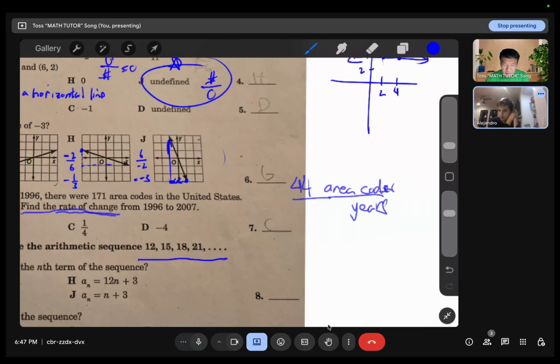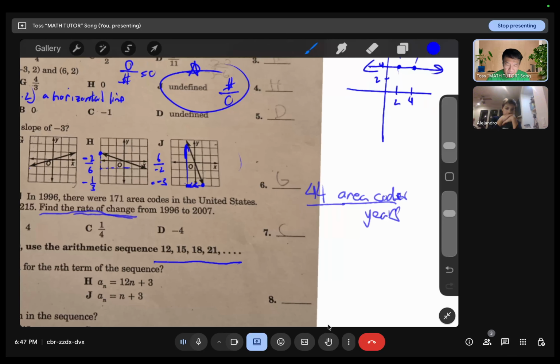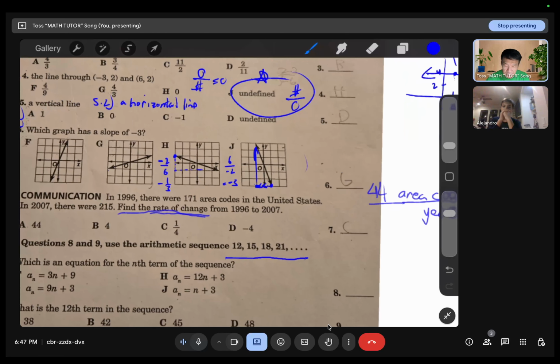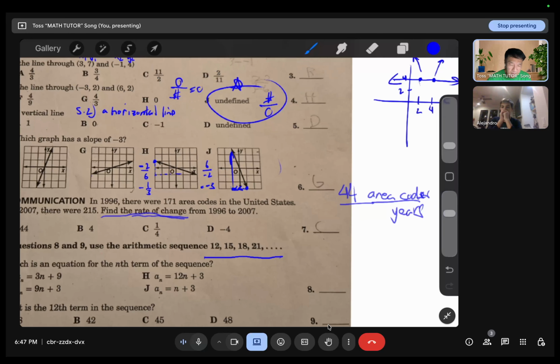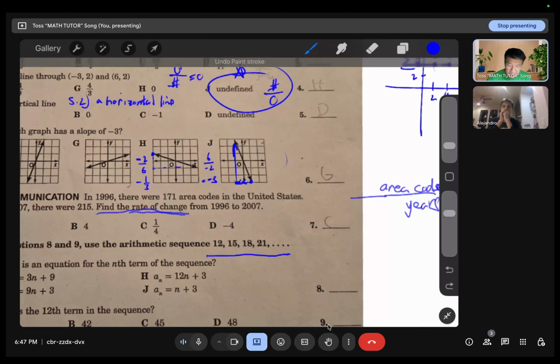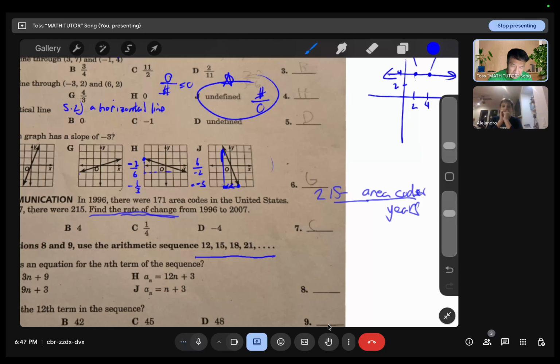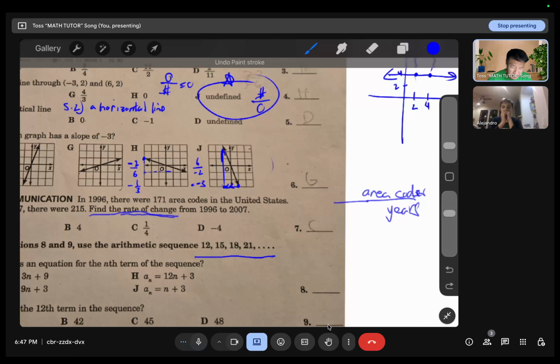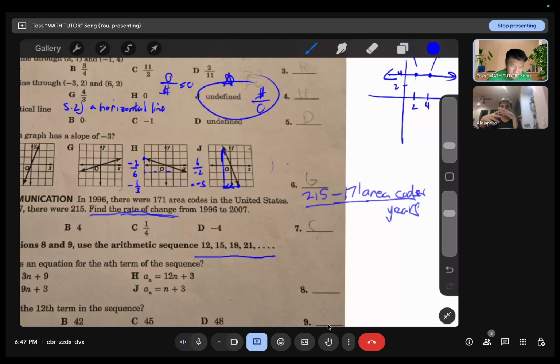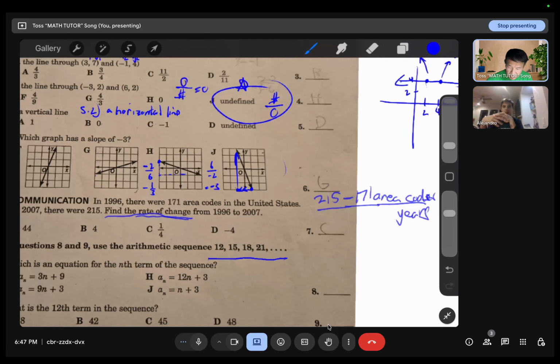And the year, take a look, okay? The year, you should subtract. Wait, make sure that you actually subtract. Okay, let me write it all out. I'll be subtracting the bigger one, 215 minus 171. You can do this on the side, whatever. But the bottom, let me make sure, okay?